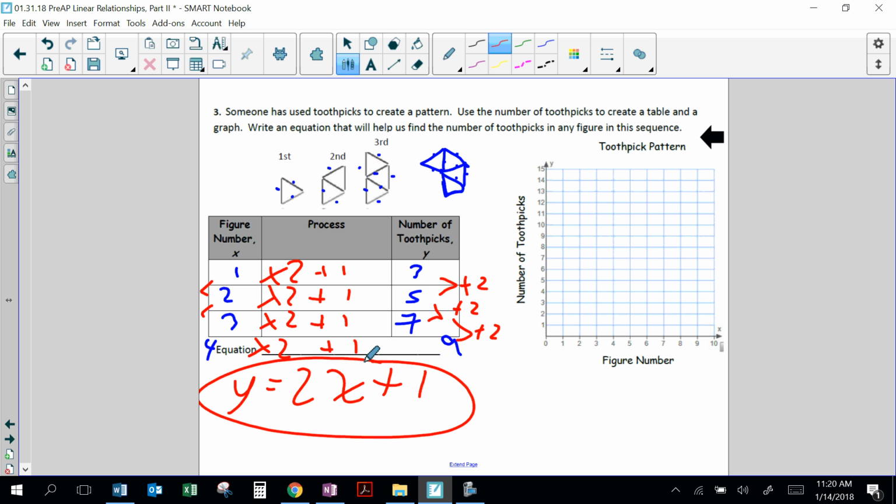What if I had to figure out figure number 5? 2 times 5 is 10, plus 1 more. I would need 11 toothpicks. So let's graph this. Figure number 1, I need 3 toothpicks. 2, I need 5. 3, I need 7. 4, I need 9. 5, I think I said 11, because the rate of change is increased by 2.